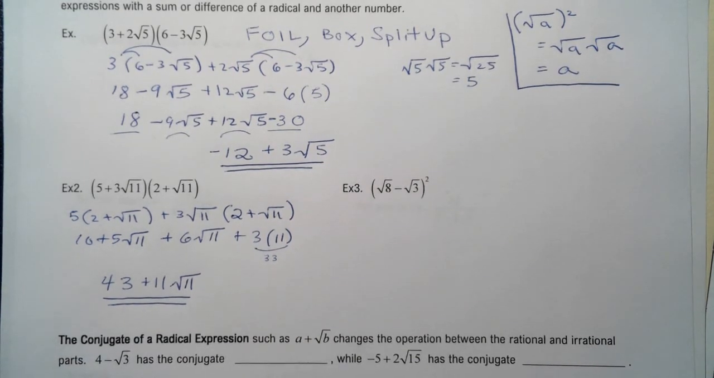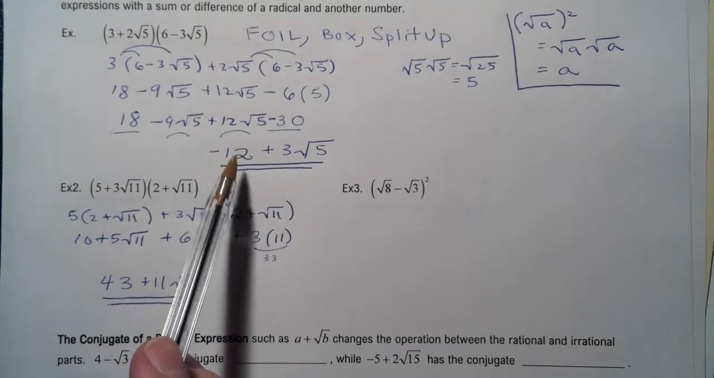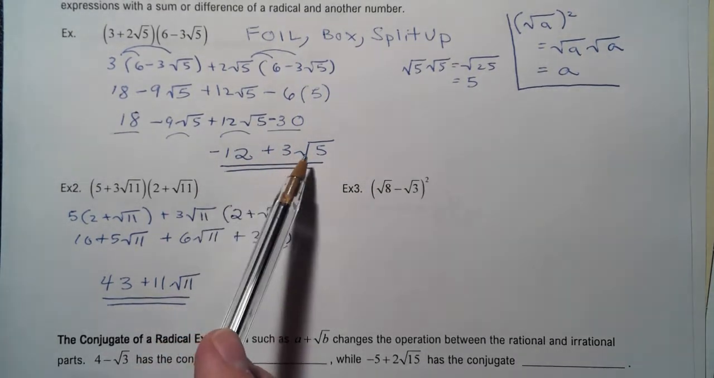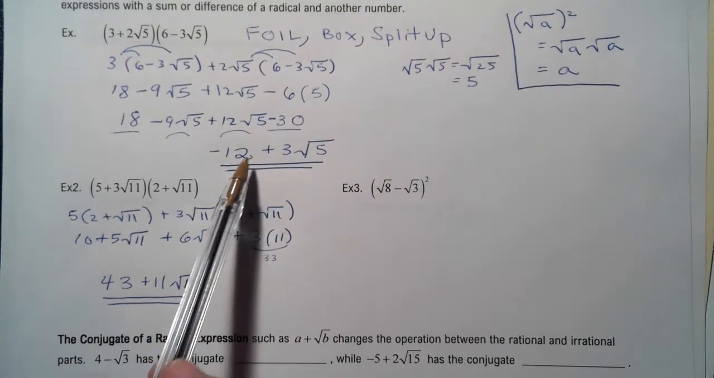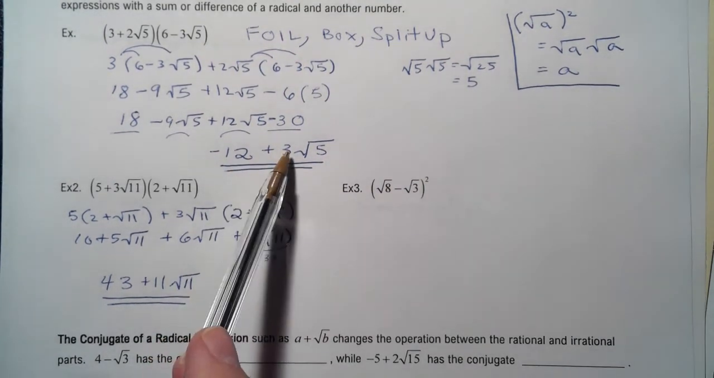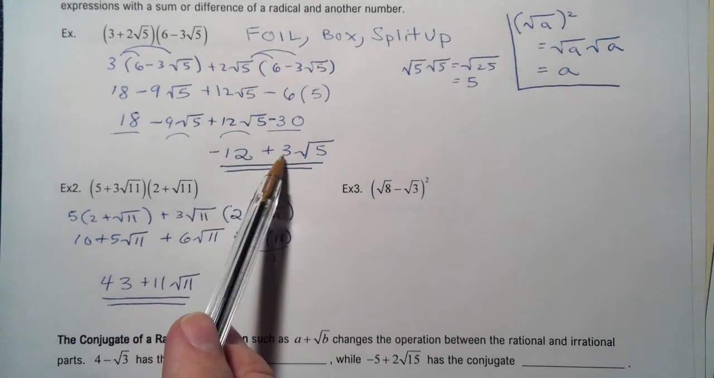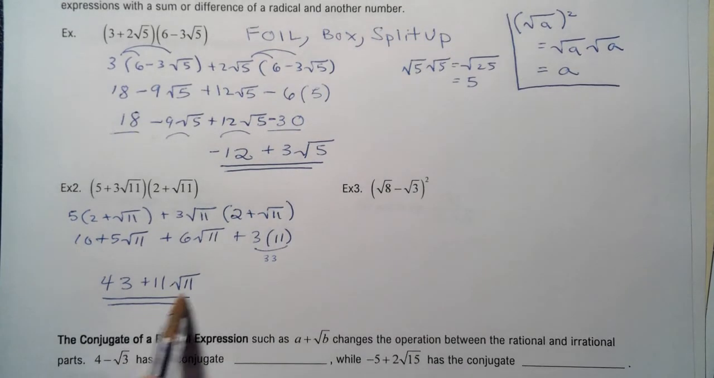And I cannot combine this any further because realize in both of these I got an integer and something multiplied with a radical. These are not like terms because this doesn't even have a square root attached to it. Please note this doesn't say negative 12 plus 3. This doesn't say 43 plus 11. It says negative 12 plus 3 square root 5. This is its own thing, just as down here 11 square root of 11 is its own number.